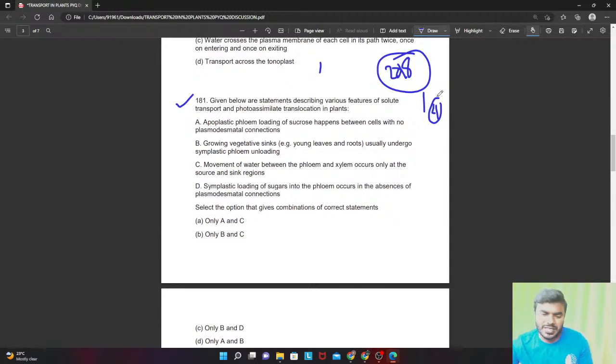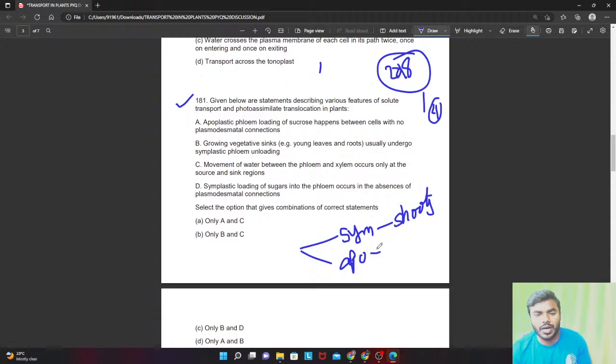Oh, actually, friends, I think in the afternoon class, I gave you one wrong statement. I'm sorry, I think we gave one wrong statement. In terms of unloading, what did I tell you, friends? The symplastic pathway can be followed by the shoots. Correct na? Symplastic unloading. And I told you that apoplastic unloading can be mediated by the leaves, roots, as well as the tubers. Correct na? This is what I told you.